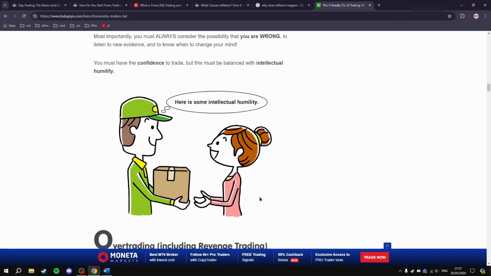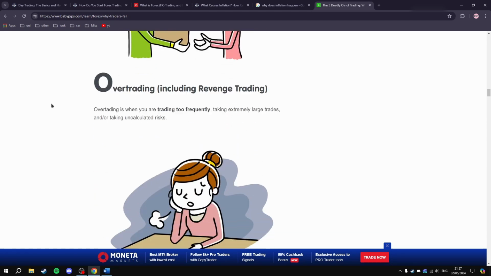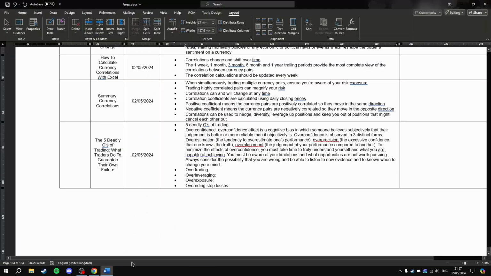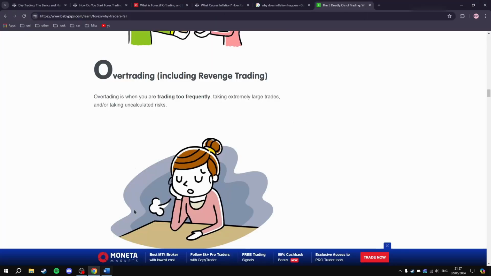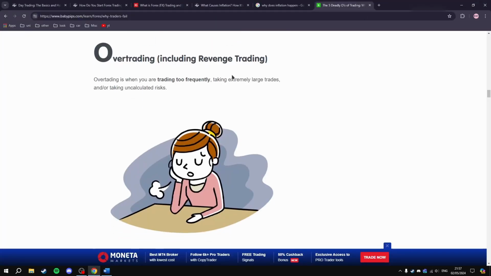You must have the confidence to trade, but this must be balanced with intellectual humility. Here is some intellectual humility. Okay, that's overconfidence. Overtrading, including revenge trading.